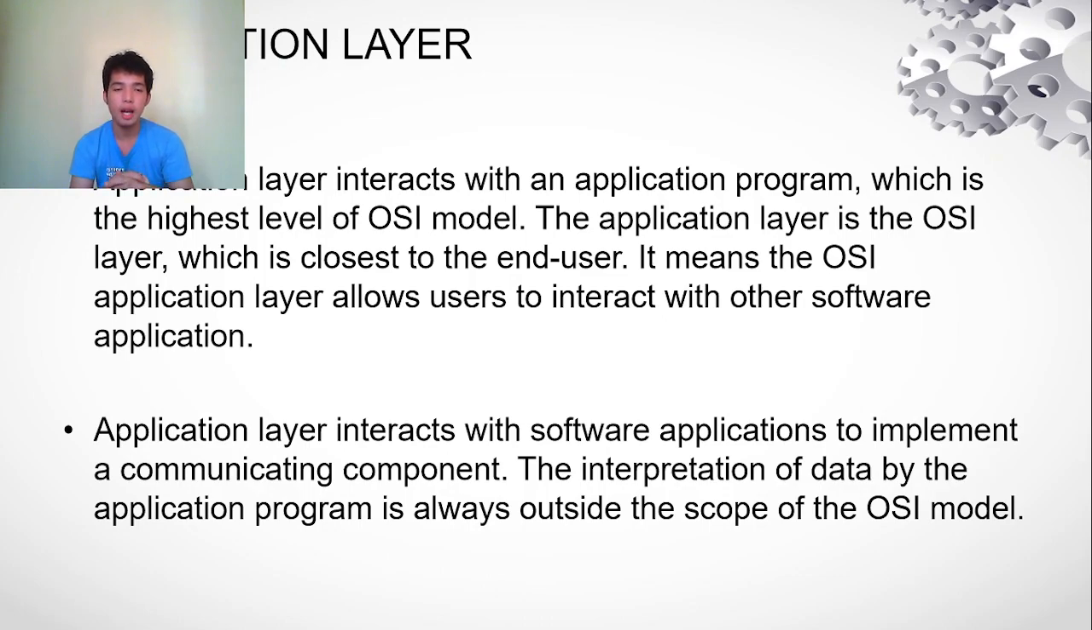We have the first indicated layer here, which is the application layer. What is the application layer? The application layer interacts with an application program. By its name itself, the application layer is interconnected with the application programs that we have in our computers, our gadgets, or the different peripherals that we have in our houses or our lives, which is the highest level of the OSI model. The application layer is the OSI layer closest to the end user. It means the OSI application layer allows users to interact with other software applications.